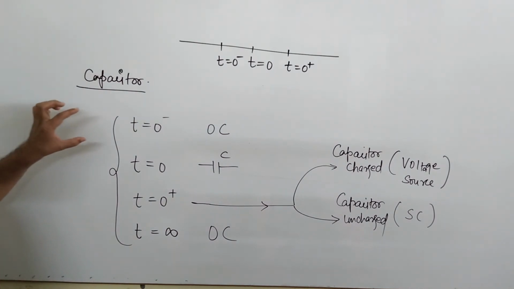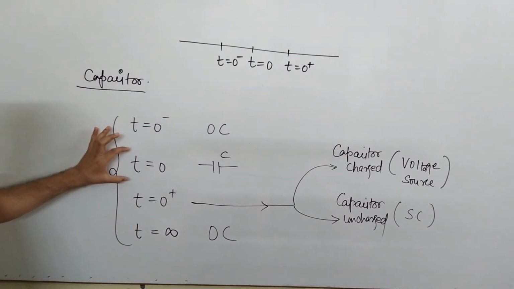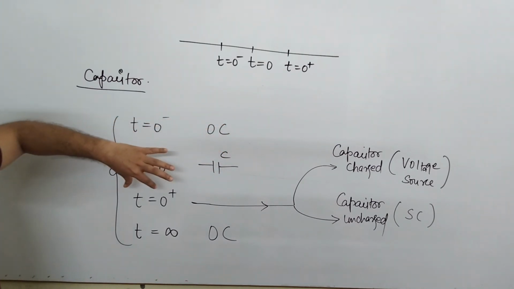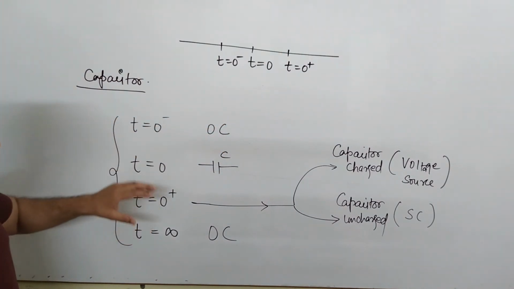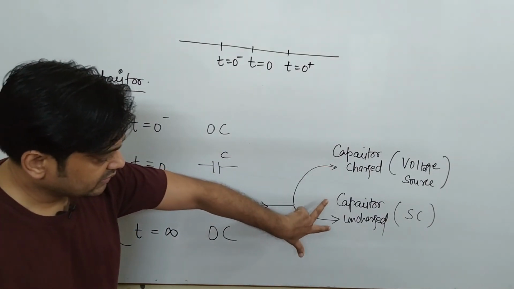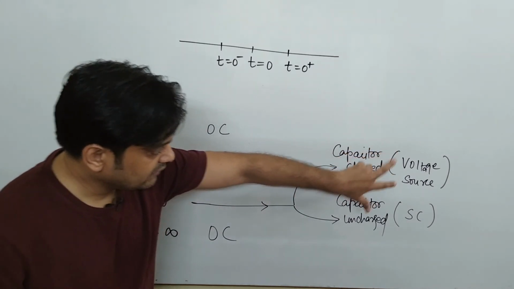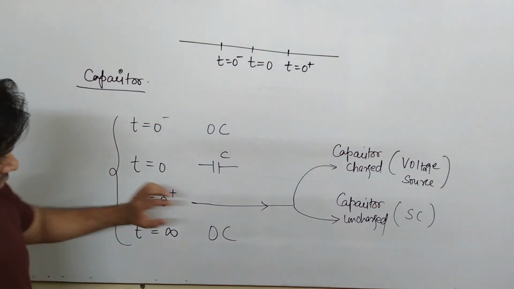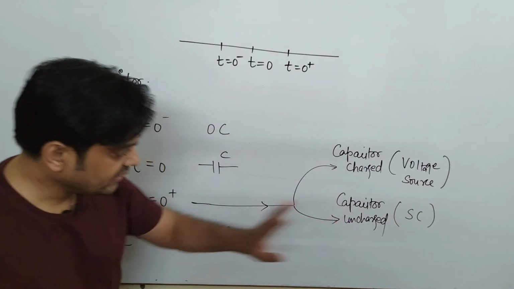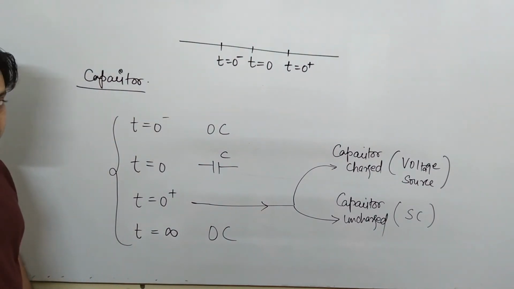So once again, at t equal to 0 negative, the capacitor behaves like an open circuit. At t equal to 0 it behaves like a capacitor, that is where we find the solutions. At t equal to 0 plus, there are two conditions: either the capacitor is initially charged or initially uncharged. If charged, it behaves like a voltage source at t equal to 0 positive, and it behaves like a short circuit if it is initially uncharged. And at t equal to infinity, the capacitor behaves like an open circuit.